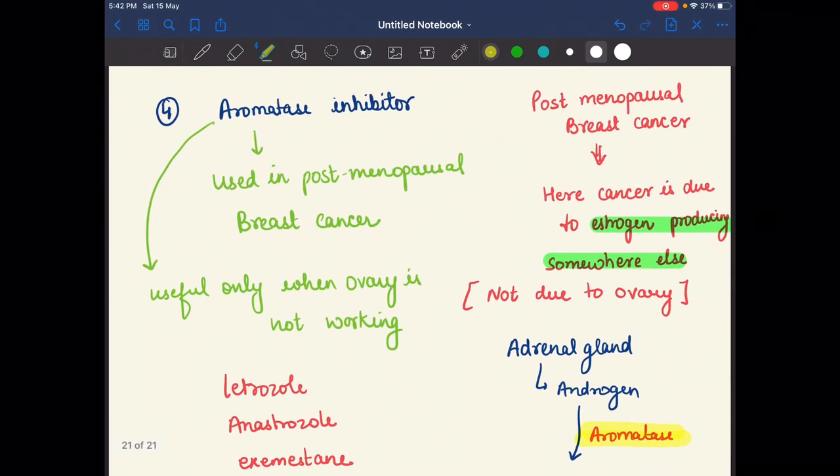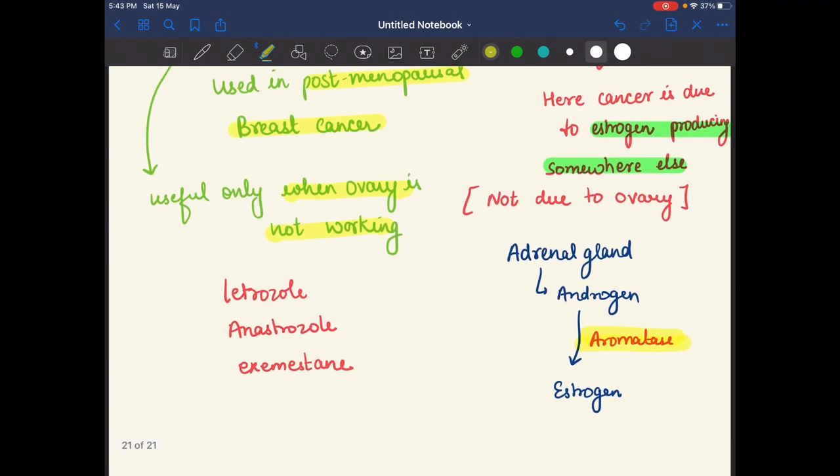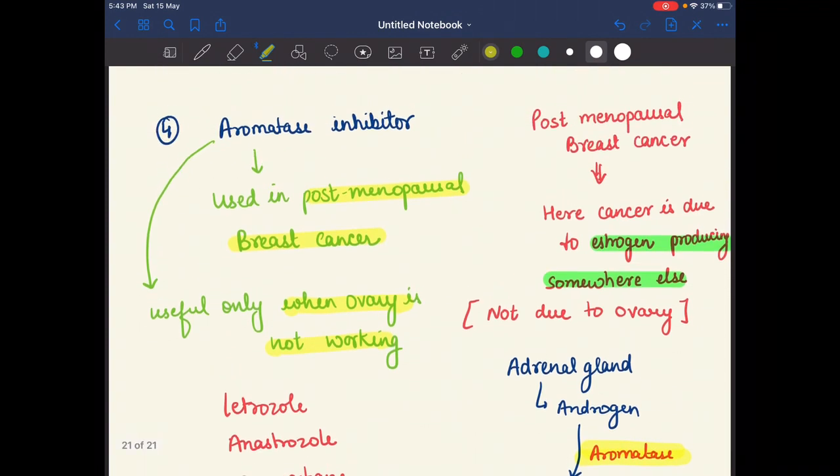It is used in postmenopausal breast cancer and useful only when the ovary is not working, because if the ovary is not working, then estrogen still increases. So it means that estrogen is being produced somewhere else. Where? In the adrenal gland, because androgen is converted into estrogen in the adrenal gland. In this category, the drugs are letrozole, anastrozole and exemestane. For this trick, please read it very carefully and you will know the trick by yourself. Letrozole, anastrozole and exemestane.